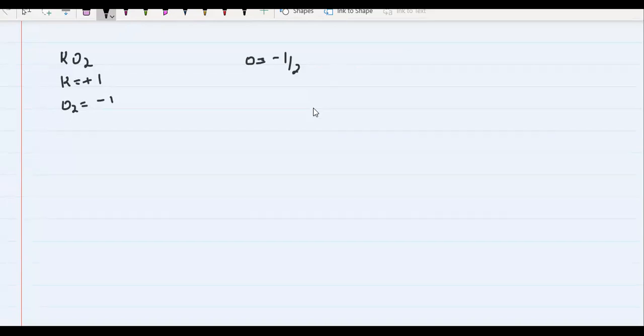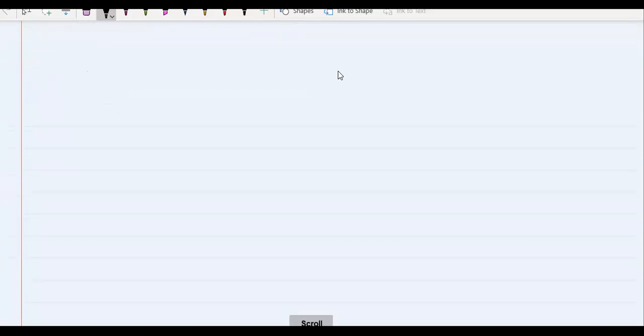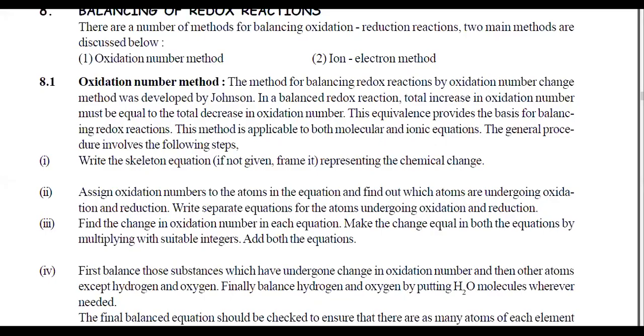So let's continue with our balancing. First we will be covering balancing, then we will talk about normality and equivalence. In the module, the equivalent concept is discussed first, then balancing, but we will try to do balancing first, then the equivalent concept.